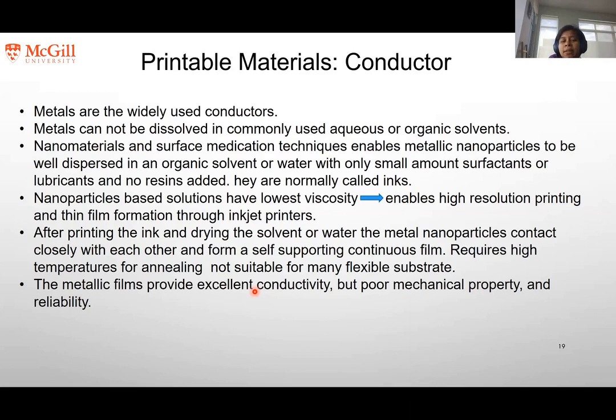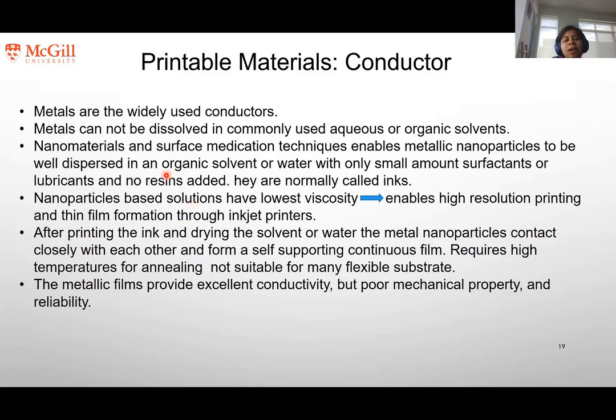So instead of dissolving a metal, we make nanoparticles out of this metal, and we also add some surfactant on them. And these nanoparticles, with those surfactant on them, can be very well dispersed in many organic solvent or water. So when we make a solution out of them with surfactant, we actually call them inks.